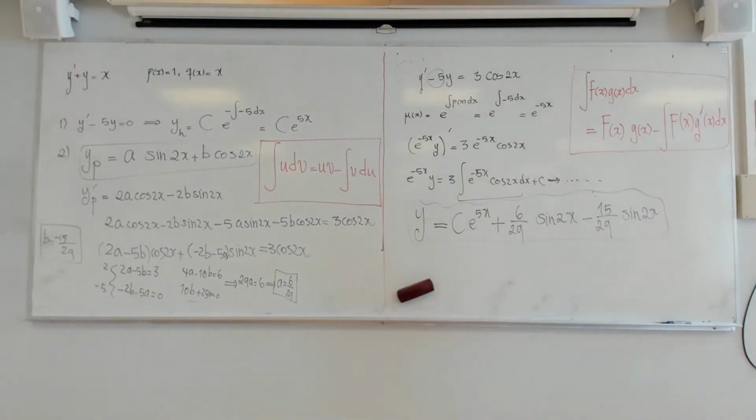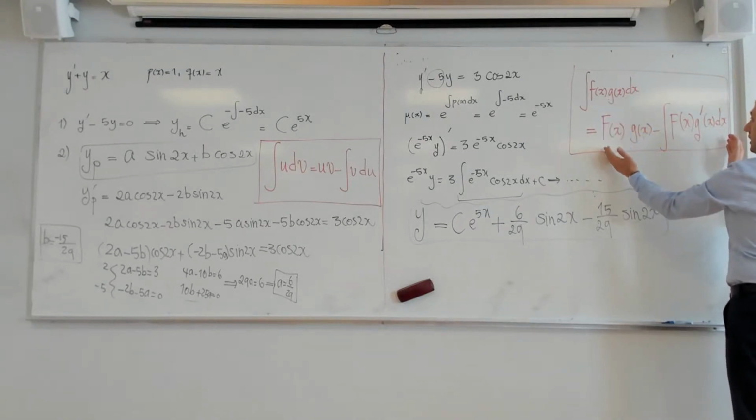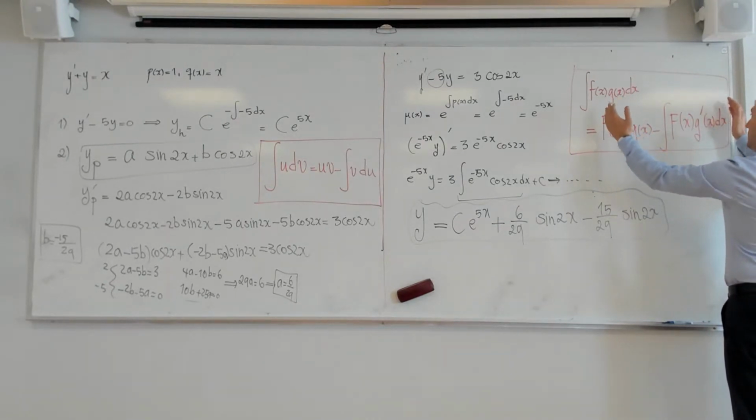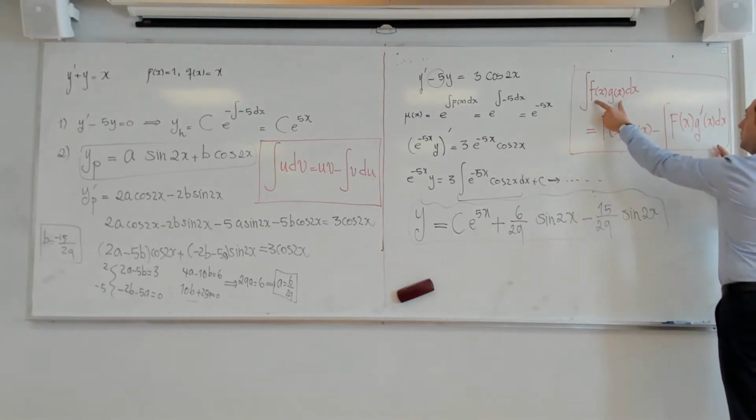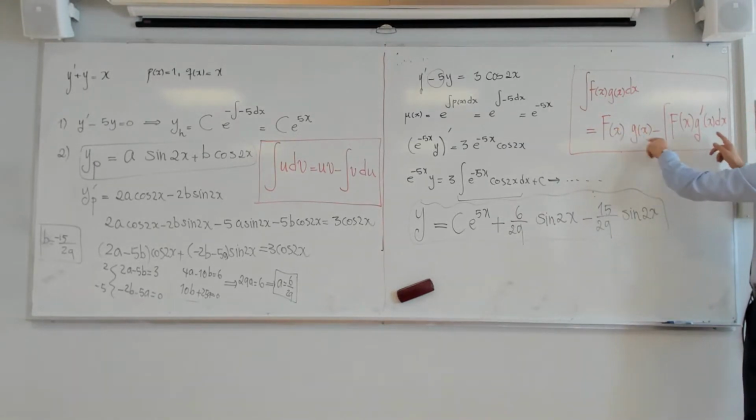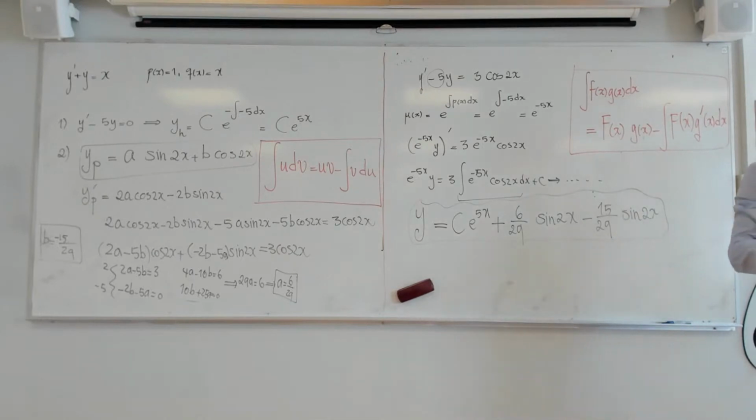How would you prove that? This we proved last session. So if you go back and watch the video, you will see how we prove this formula. Essentially, you need to differentiate the right-hand side and show that the derivative of the right-hand side is equal to f of x times g of x. It is not hard. Just go and watch the video. At some point, you will see that.